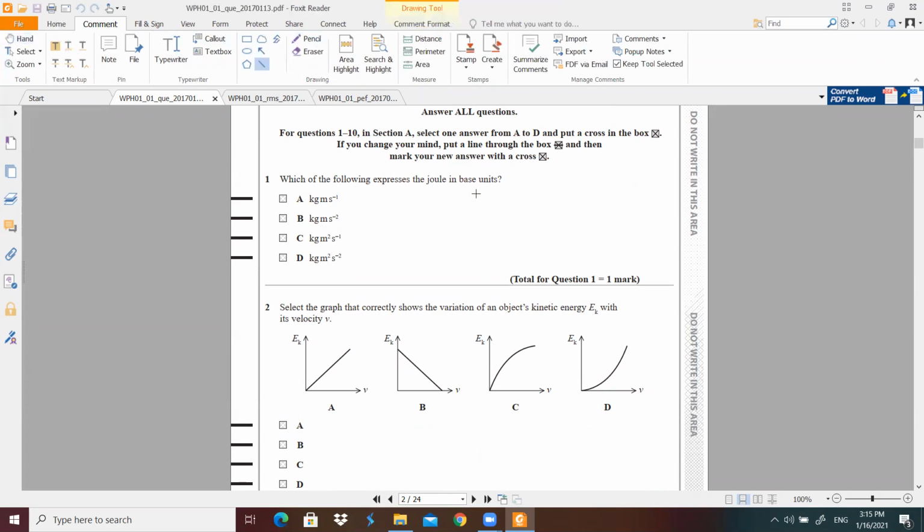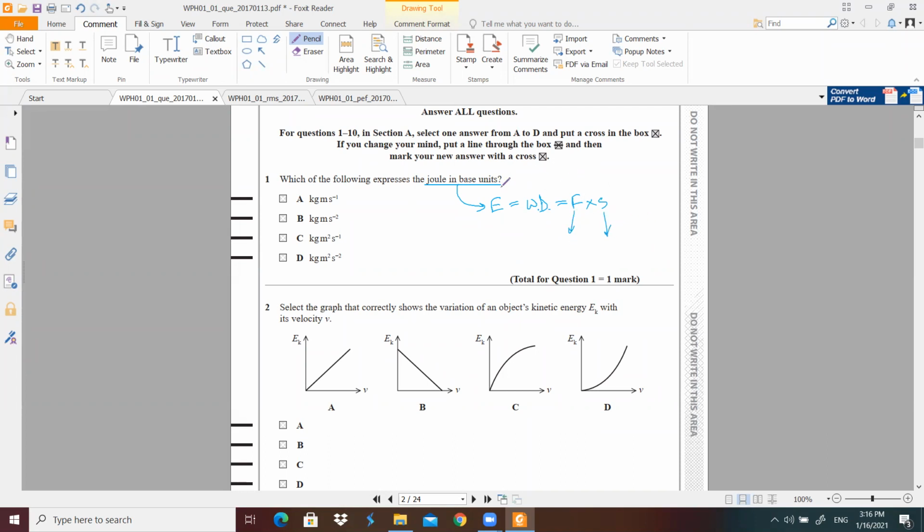There are several ways of answering this. Let's identify what joule stands for. Joule is the unit for energy, and a body gains or loses energy when work is done on it. And what is the equation for work done? The equation for work done is force times displacement. Now let's break this down.